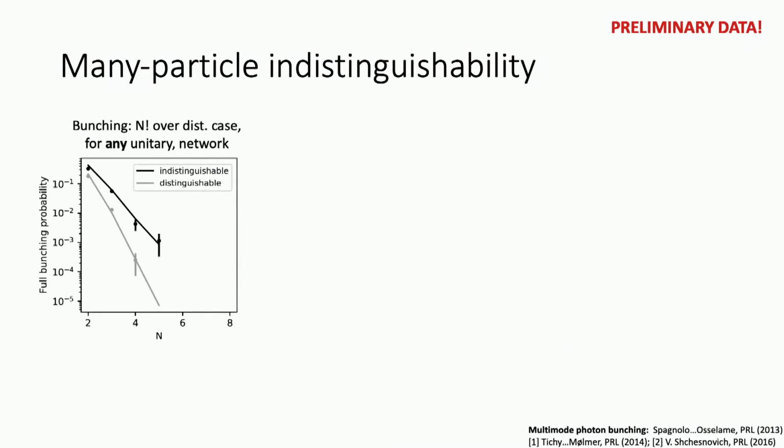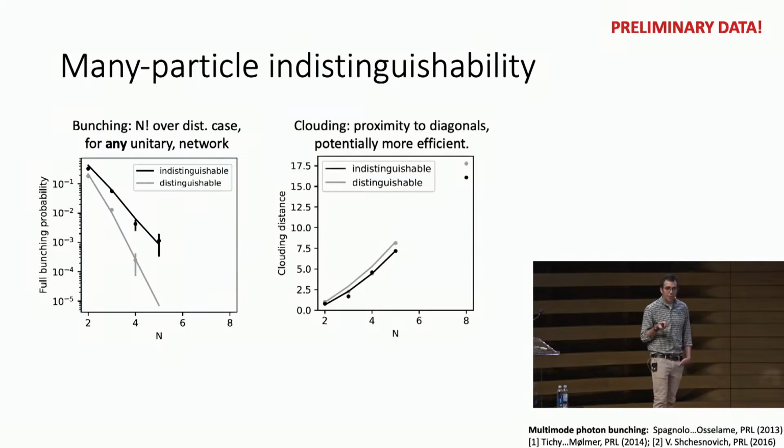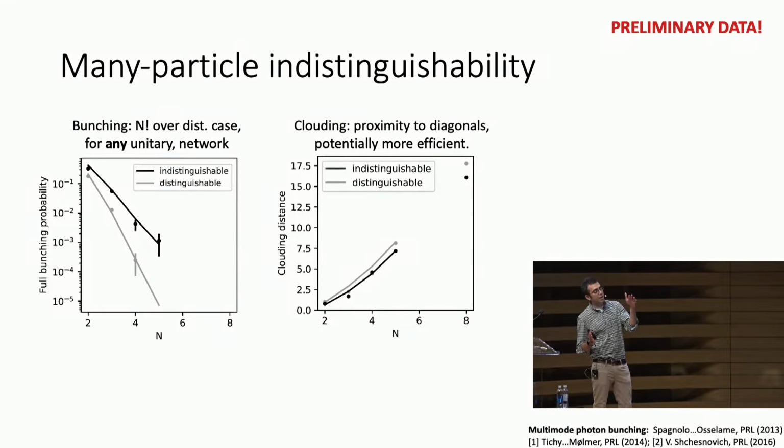So for instance, we could look at bunching as a function of atom number, and we see very good agreement between indistinguishable atoms and also what we would expect for distinguishable atoms. And furthermore, there have been some very nice results showing that the ratio of the number of events for indistinguishable particles versus distinguishable goes up like n factorial, and that nicely comes out in these data. We can also look at something known as clouding. This is an idea that comes out of the photonics community, which again is the likelihood that the atoms are close to this diagonal in this n-dimensional space. And here too, we see decent agreement.